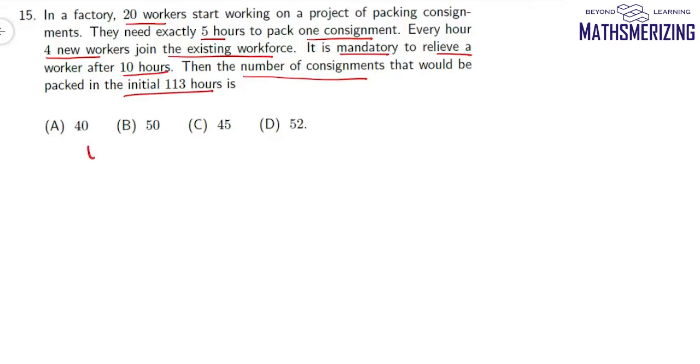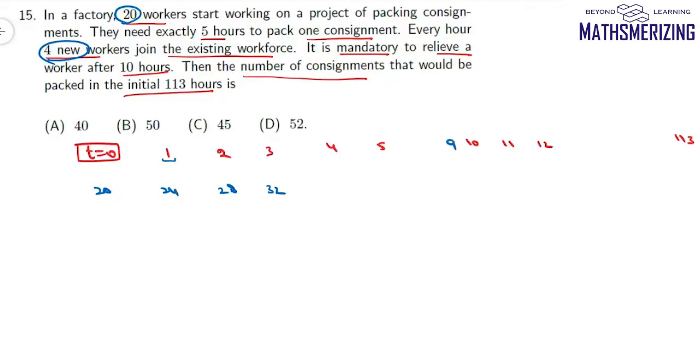So the timeline starts at t equals to 0. And then we have t equals 1, 2, 3, 4, 5, and then 10, 11, 12, and it'll continue up to 113 hours. Now at t equals to 0, we have started with 20 workers. So we'll start with 20. And then at 1, we'll need to add 4 more workers. So now it'll be 24. Here will be 28, 32. So we'll keep adding them till this 9.